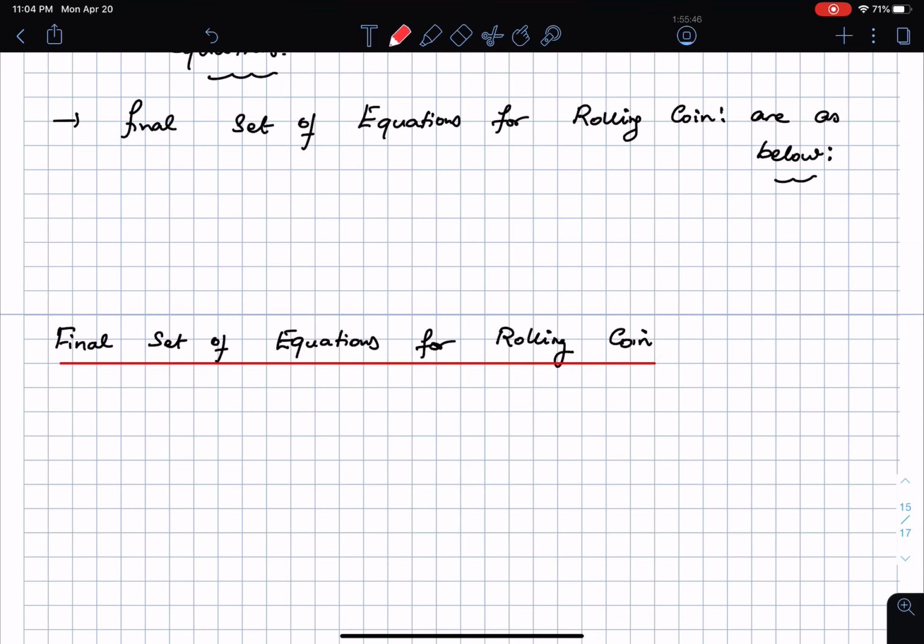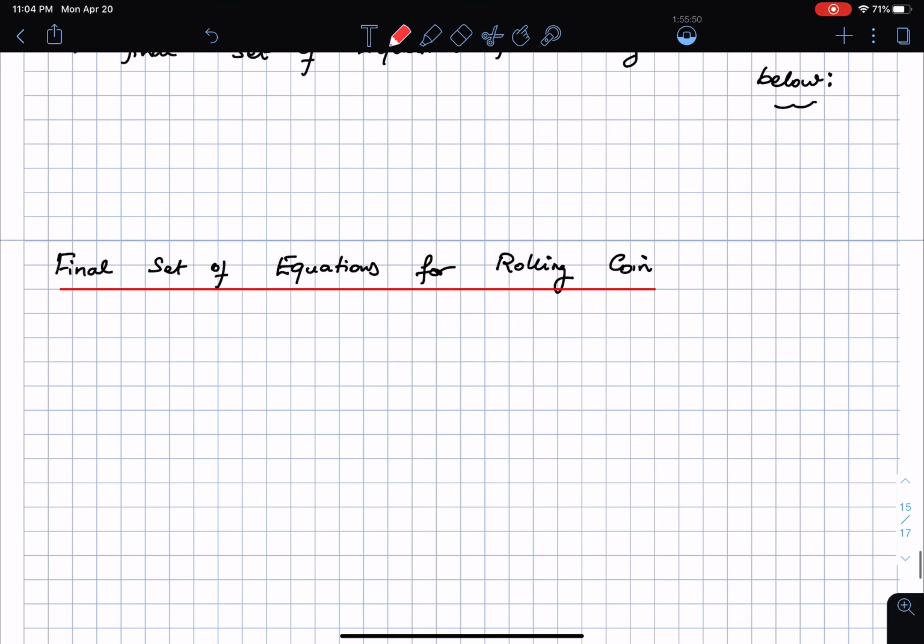Okay, I have already done the differentiation, and I'm going to just write them out. So these are the final set of equations. The first one is the following. Let me make sure that I have all the equations written out properly. Okay, the first set of equations are the following.